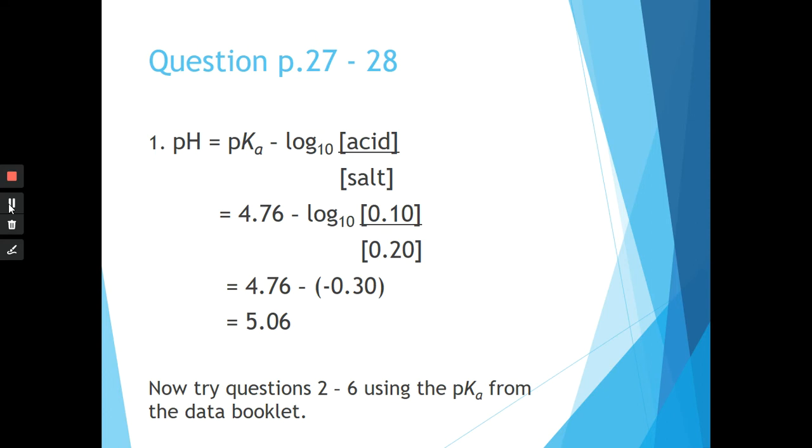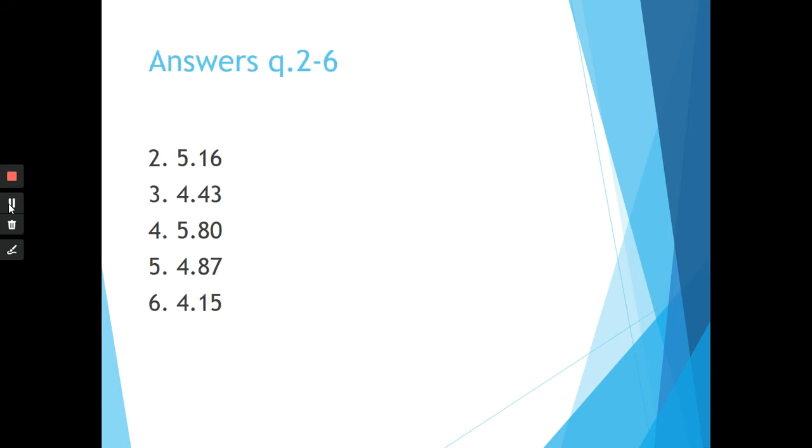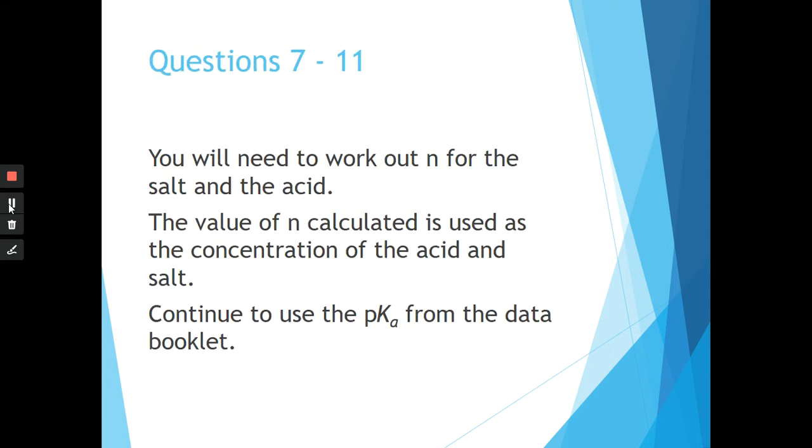The next set of questions, it only gives you the concentrations in the question. You will need to use the data book as it says to get the pKa value. First one is worked through, thereafter it's done the same way, but the first one is done for you, the rest, the answers are on the next sheet and they're worked through in the same way. Again, pKa from the data book. Be careful.